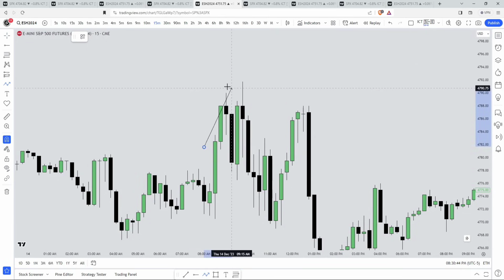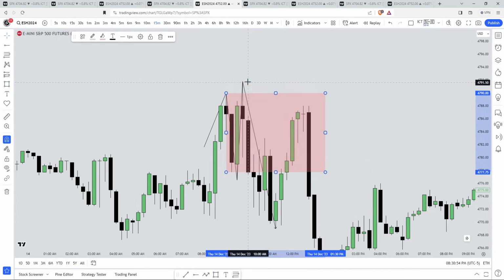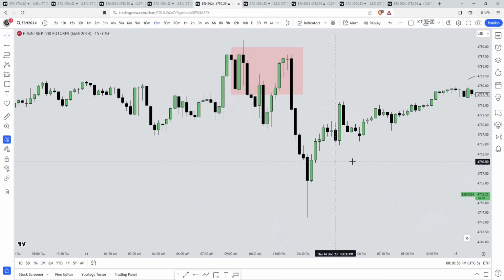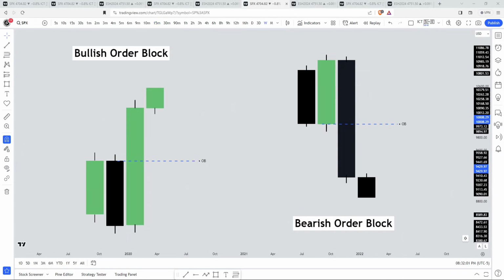So price creates a high, low, higher high, lower low. So in this price leg from this high to this low, we're looking for a down close candle or series of down close candles. We have that right there. Price rejects that and then expands much lower for the sell side liquidity. So that's going to be it for breakers. Let's move on to bullish and bearish order blocks.